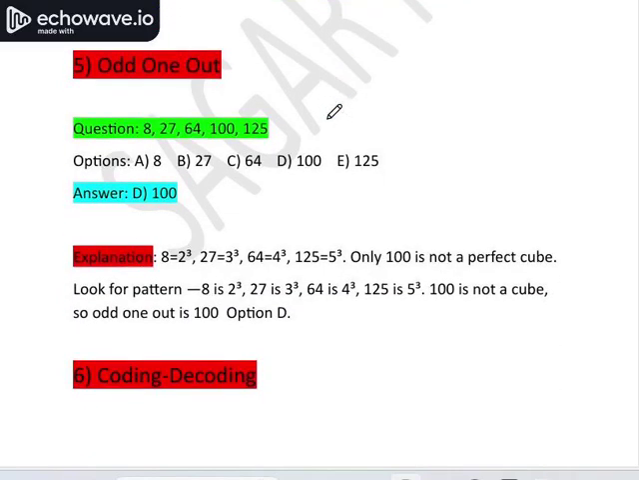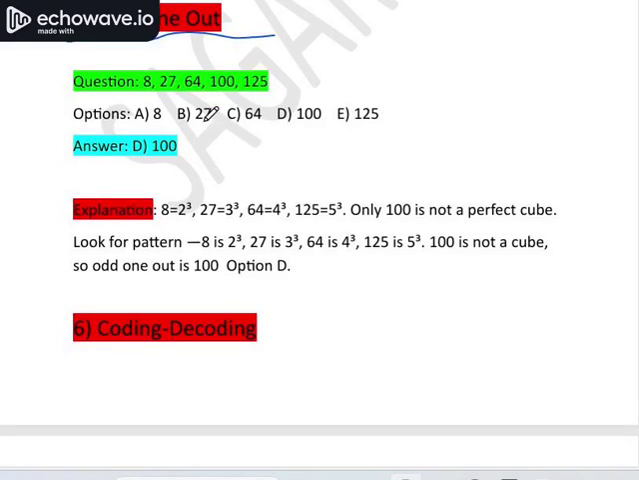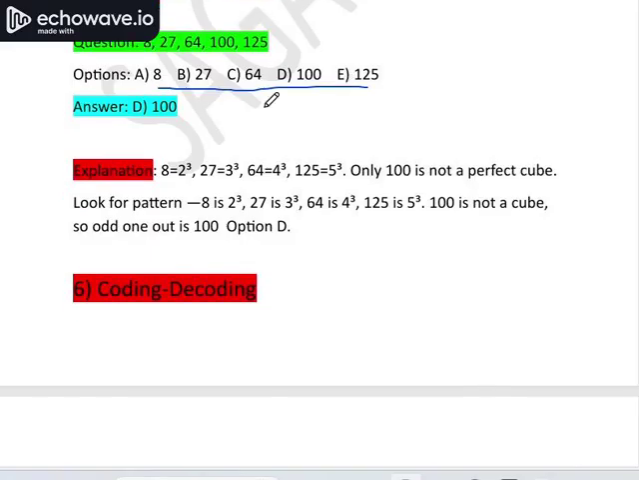Moving on, we have question number 5, which is about odd one out. The question: find the odd one. 8, 27, 64, 100, 125. The options are: option A 8, option B 27, option C 64, option D 100, option E 125.